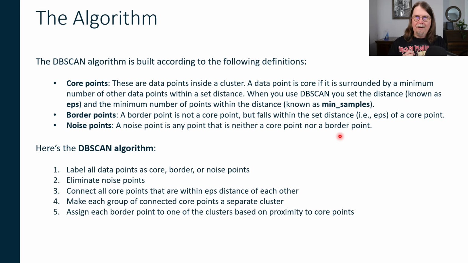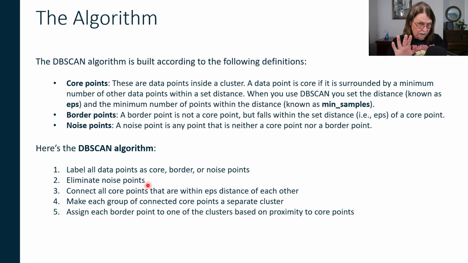Okay. The DBSCAN algorithm labels all data points as core, border, or noise. That's the first thing you do, right? You take your little EPS circle and you move through all the data points and you assign them to be either core, border, or noise. That's the first thing you do. And then, conceptually, you remove all of the noise points.